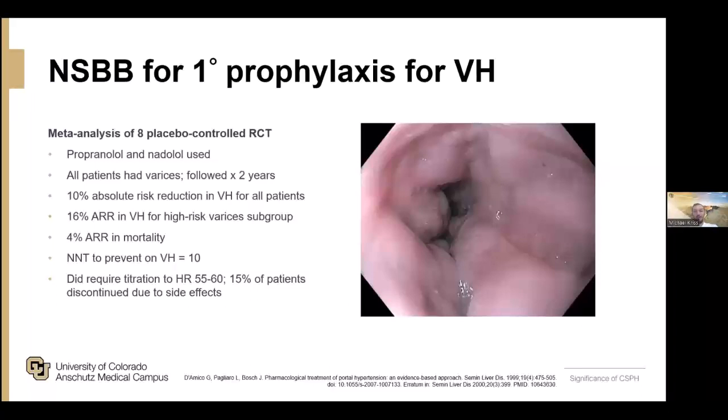So the number needed to treat to prevent 1 variceal hemorrhage was 10, which is pretty good. If you actually take patients who had high-risk varices, that number goes up even further, and there's a 16% absolute risk reduction. And on aggregate, there was a small absolute risk reduction in mortality of 4%. Now, one thing I will note is that in this meta-analysis, these studies titrated to a goal heart rate of 55 to 60, and 15% of patients discontinued medication due to side effects, and another 15% actually had contraindications. So this is a great tool for probably about 2/3 of our patients, if we're still talking specifically about traditional non-selective beta blockers.